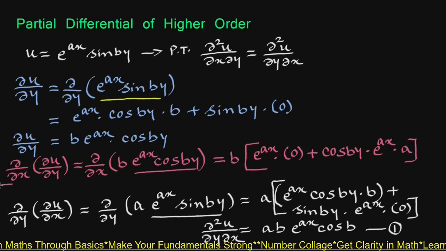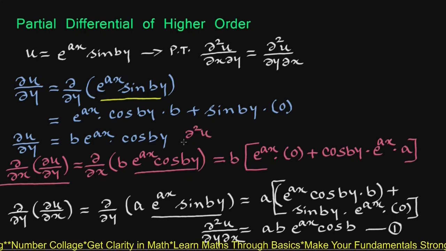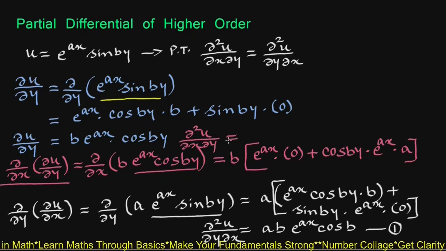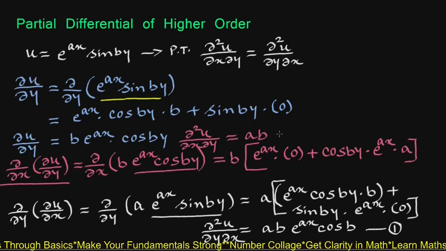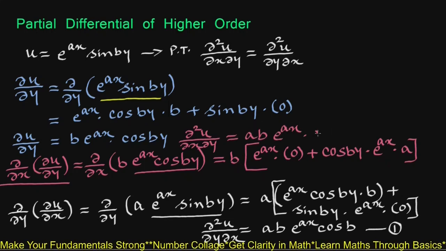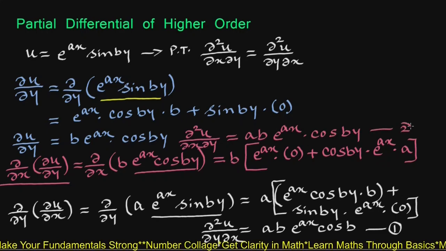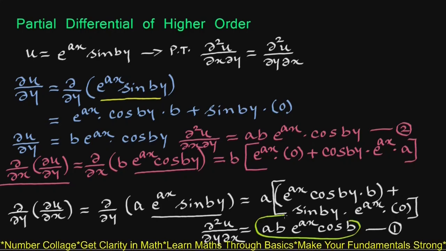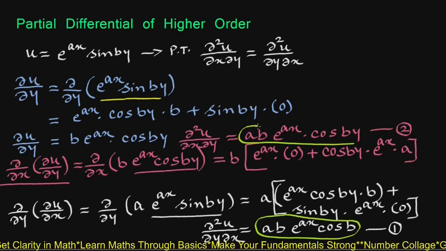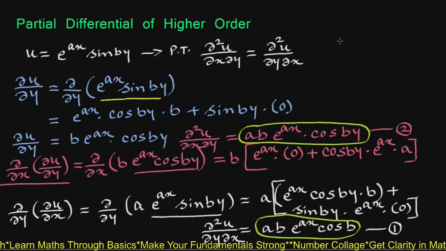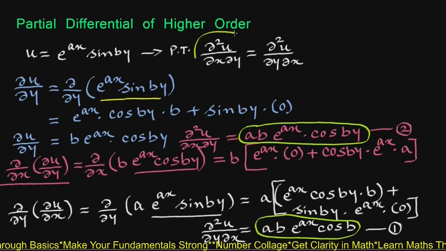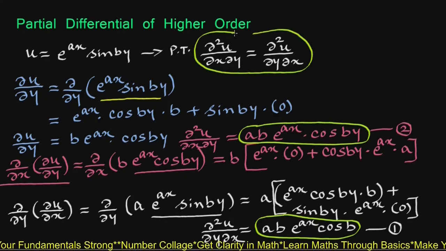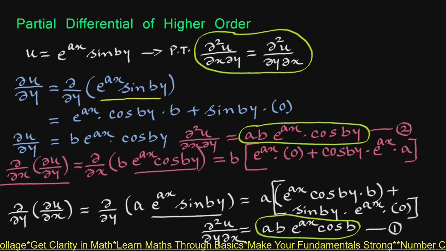So from this we get ∂²u/∂x∂y equals ab e^(ax) cos by. We name this 2. We observe that the right hand side of equation 1 and equation 2 is the same, which proves that ∂²u/∂x∂y is equal to ∂²u/∂y∂x.